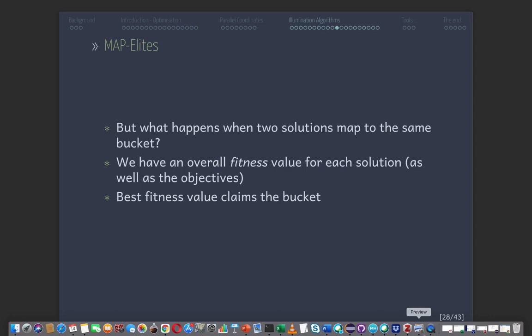What do we do when two solutions wish to occupy the same bucket? What we need, therefore, within the MapElites scheme, is an overall fitness value. Another solution characteristic on top of the ones that we already have that helps us determine which solution occupies a contested bucket. In the case of logistics type problems, I normally use overall distance travelled as a fitness measure, on the basis that in almost any solution, reducing the overall distance travelled almost invariably improves the quality of the solution. So in this case, best fitness value claims occupancy of the bucket.